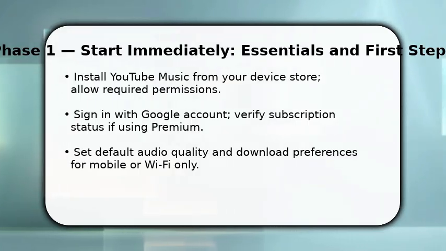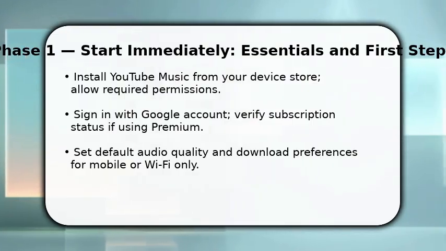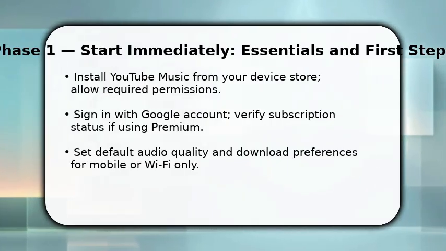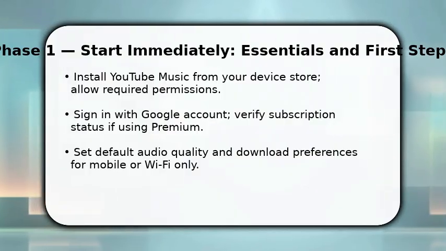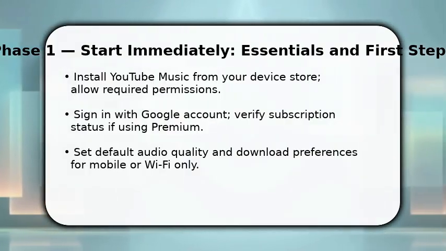Once done, check settings and pick streaming and download quality. Choose lower on cellular to save data, higher on Wi-Fi for best sound. Finally, confirm your subscription tier. Premium removes ads and enables background play and downloads, so make sure it matches what you need.